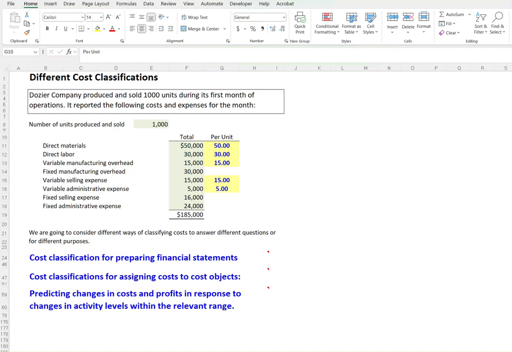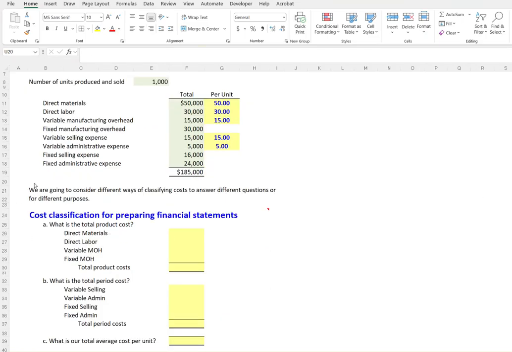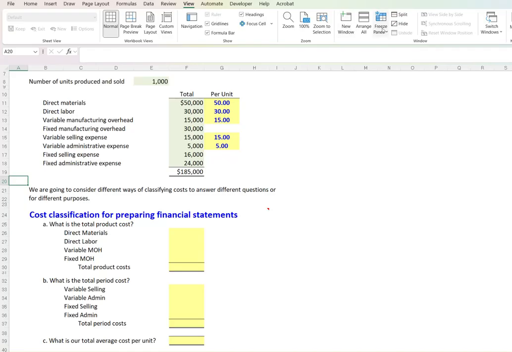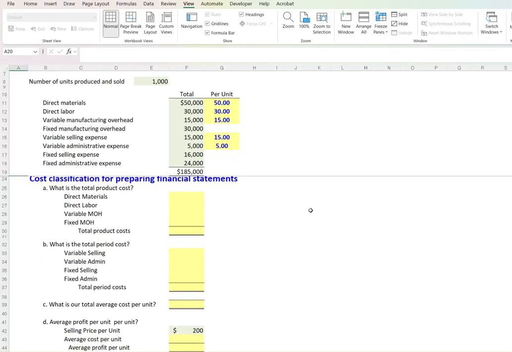All right, let's go ahead and look at how we would classify costs for preparing financial statements. Before I do that, though, I'm going to come in here. I'm going to put my cursor here at cell A20, and I'm going to freeze the panes on this worksheet. I would encourage you to do it also. It'll make your work a lot easier. So we're going to go up to View, and we are going to freeze panes. That way, as I scroll down the worksheet, I can see the place I'm working, and my inputs will also be visible.